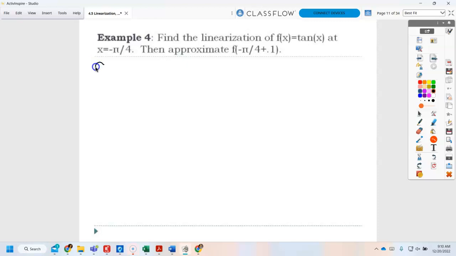So f of a, this one's not bad. Tangent of 5/4 is 1, so tangent of -5/4 means we're in quadrant 4, so it's going to be -1.